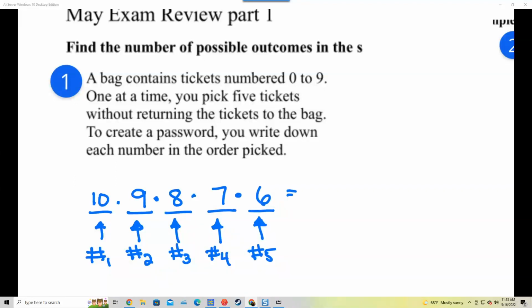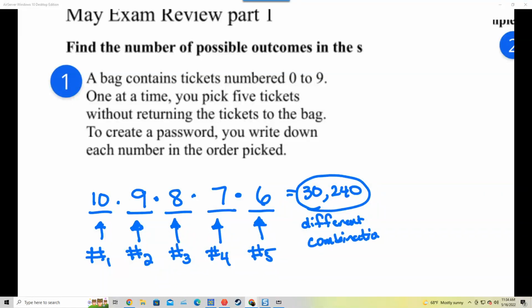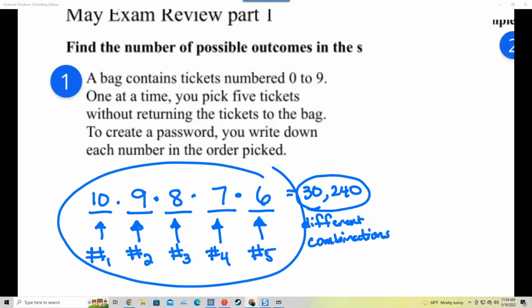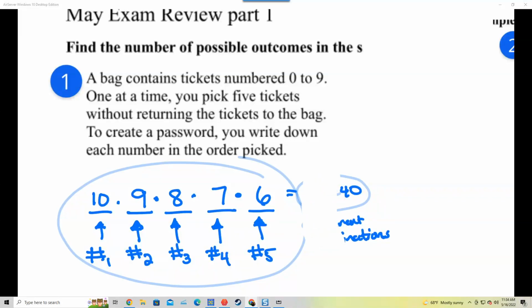That's going to be 10 times 9 times 8 times 7 times 6. And you get a number. It's 30,240 different combinations possible. And notice that we didn't go all the way to 4, 3, 2, 1, right? I didn't do the other ones because I'm only picking out 5 numbers. This is as far as I need to go. Okay, hopefully that made sense.